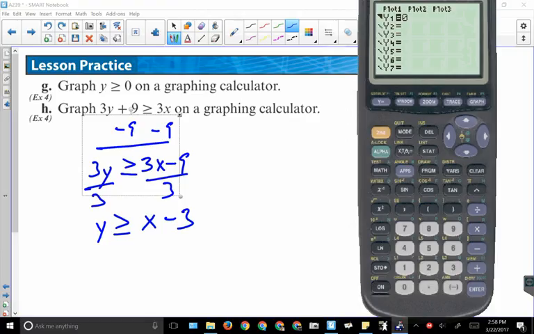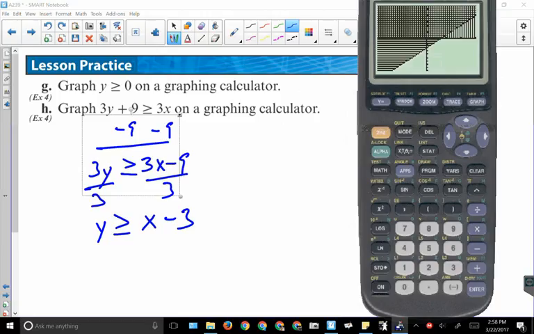Since it's above, I can make sure that I am doing this graph again. And I put in x minus 3 and graph. Well, there's the first one, and there's the second one. Notice how it went and drew the lines the other way now. So it kind of gives you an idea of which ones are which. Depending upon the operating system, it'll do that.